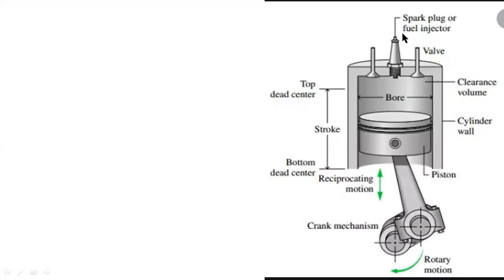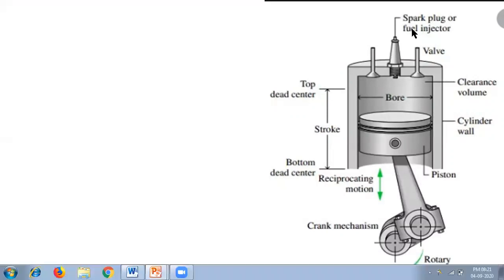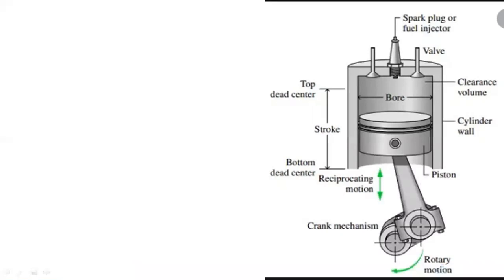For SI engines, we are using a spark plug, that is petrol engines. In the case of diesel engines, we are using fuel injectors. Sorry, compression ignition: fuel injectors are used for compression ignition. We are providing a clearance between the cylinder top surface and the top of the piston.